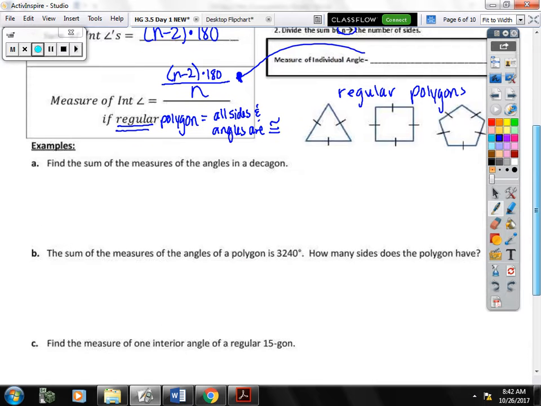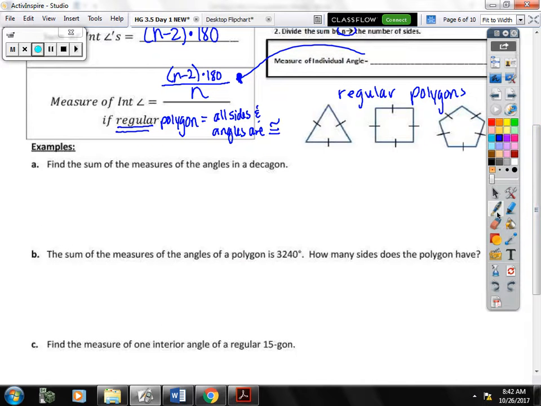All right, so some problems, and some of them will be pictures, some of them will be words. You have to read carefully. Find the sum of the measures of the angles, so that's inside sum, of a decagon. How many sides are in a decagon? Helen? 10. So as soon as you see decagon, you want to jot down n equals 10. And we're looking for the sum.